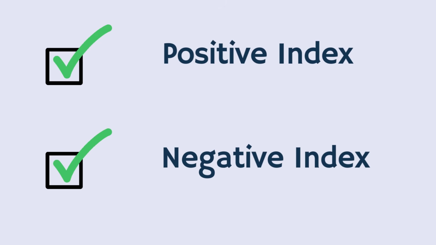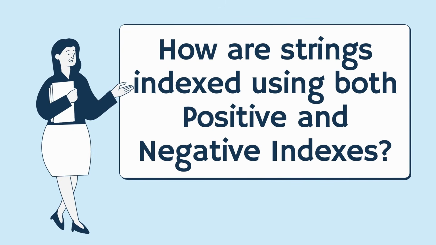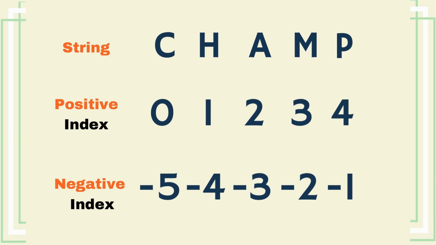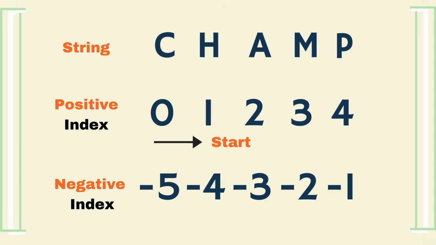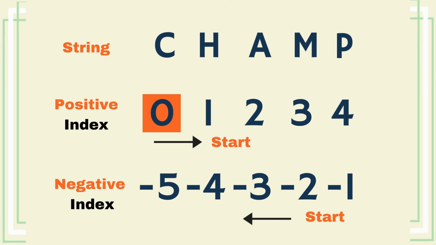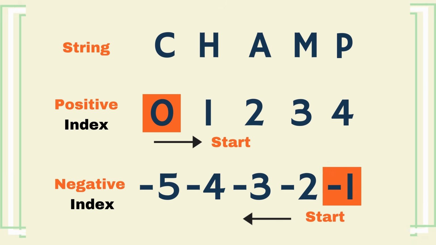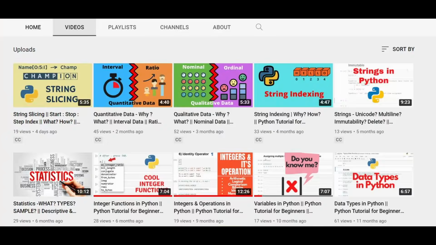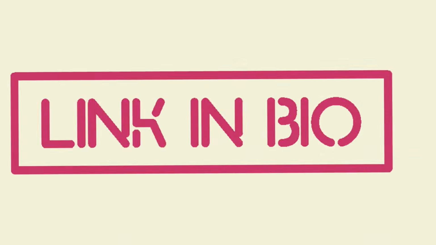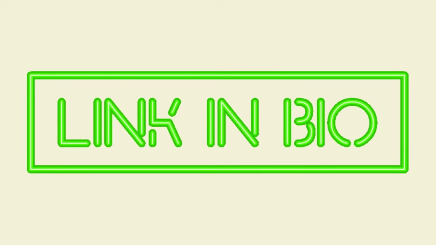Now that we know about both the indexes in Python, let's see how strings are indexed using both of these indexes. We have a string champ, and here is how it is indexed using a positive and a negative index. As you can see, a positive index starts from the left of the string and has 0 as the starting index, while a negative index starts from the right of the string and has -1 as the starting index. Interesting, isn't it? We have made a separate video on string slicing with a positive index on this channel. If you are interested in the topic, then the link is in the description box.